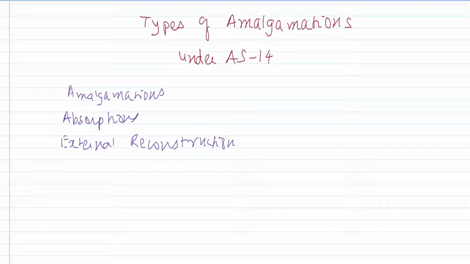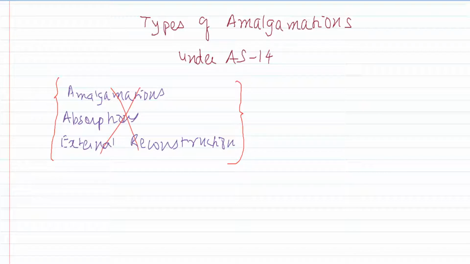So in the introductory episode, we had distinguished between these three items. Later on, we understood that the title of Accounting Standard 14 is Accounting for Amalgamations. And at that time, we understood that all the three items are treated in the same way under Accounting Standard 14. It means under AS 14, there is no difference in the accounting of amalgamation, absorption, or external reconstruction. The accounting remains the same.